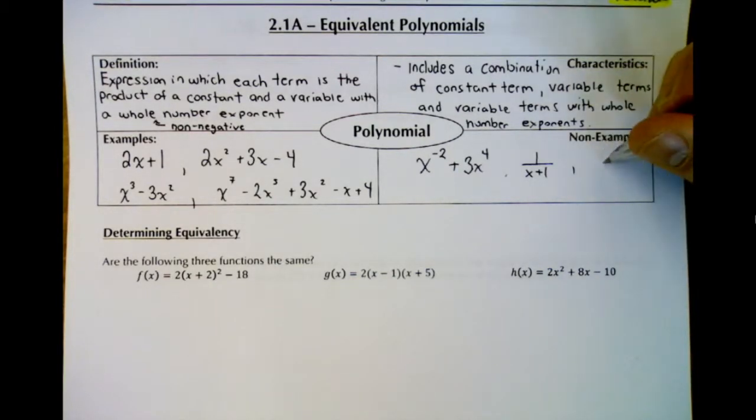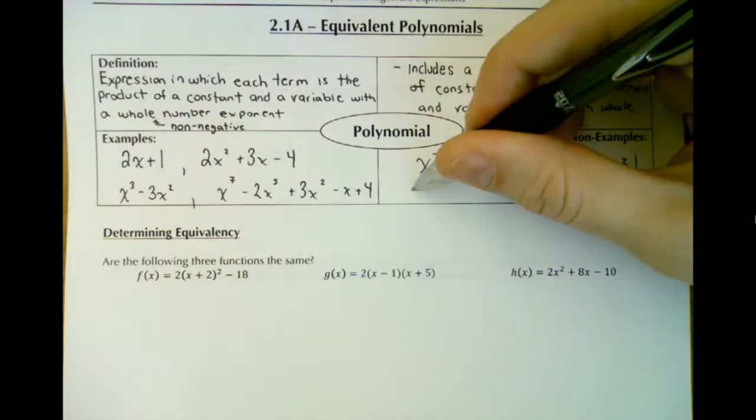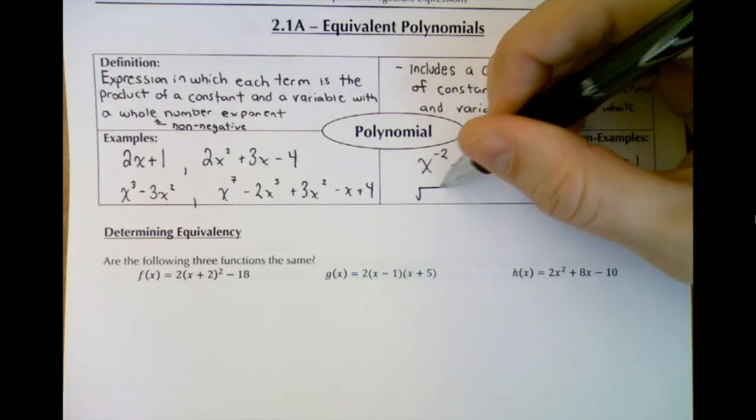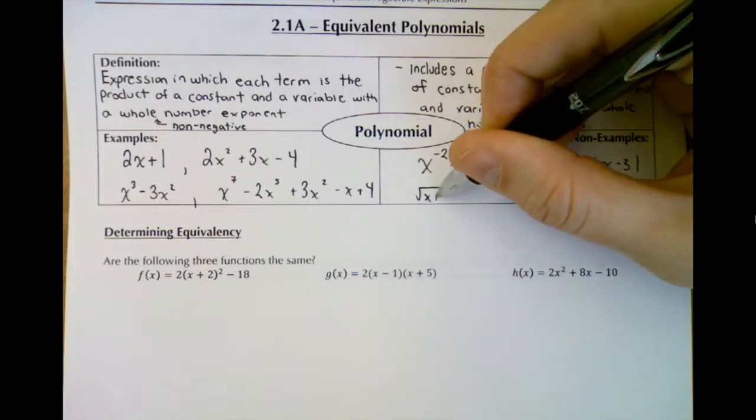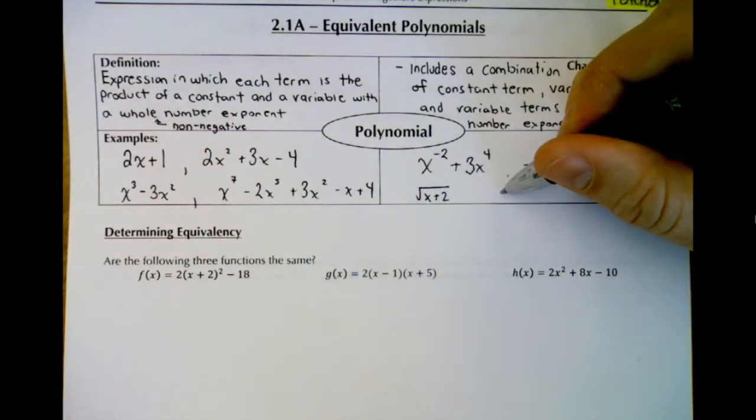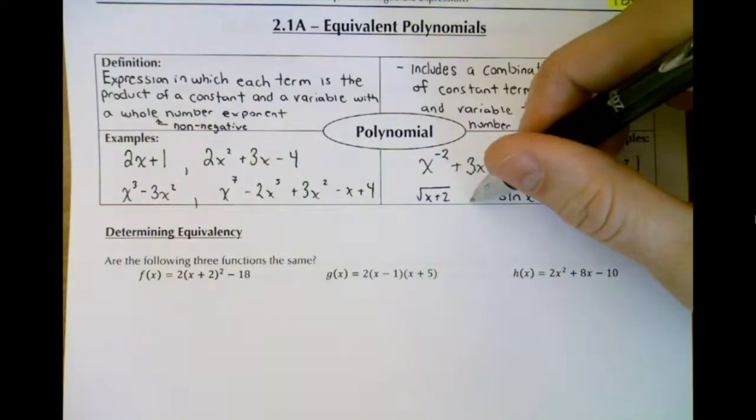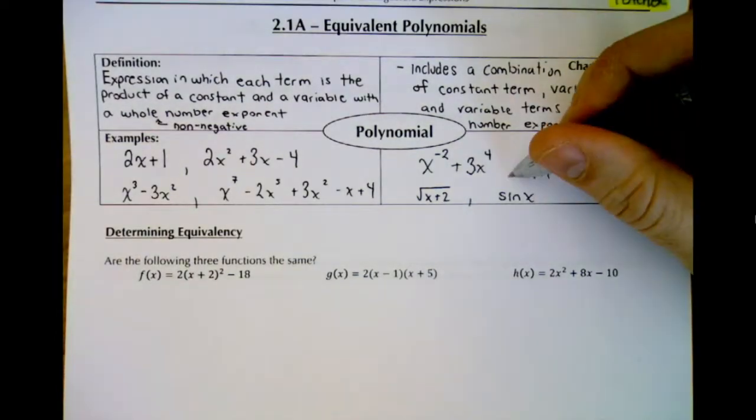The absolute value, that's not a polynomial. So like the absolute value of x minus 3, that expression is not a polynomial. That's an absolute value expression. Same with the square root. If we had the square root of x plus 2, that's not a polynomial. Or if we had a trig function, like sine x, and we'll talk more about something like this later in the course. But all of these are not polynomials.